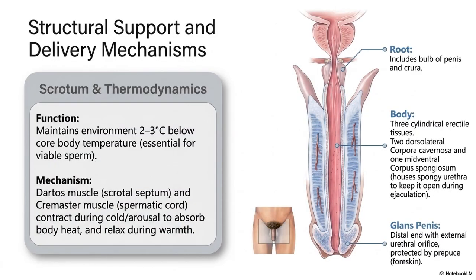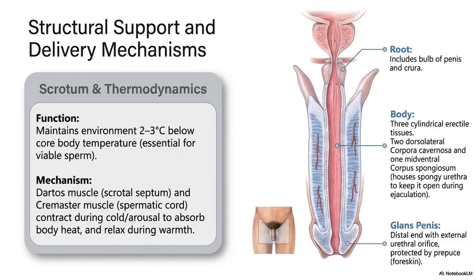The scrotum, as we already know, is a sac-like structure that helps in protecting the testis, or covering the testis from the external environment. It maintains an environment of 2 to 3 degrees Celsius below the core body temperature, which is essential for viability of sperm. It mainly consists of two types of muscles, the dartos muscle and cremaster muscle, which contract during cold or arousal to absorb body heat and relax during warmth.